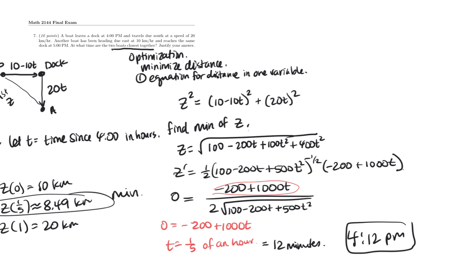So the only possible places I could get a minimum are at my endpoints or my critical points. I only have one critical point, so that ends up being the absolute minimum. So by the extreme value theorem, I get that the correct answer is 4:12 p.m.